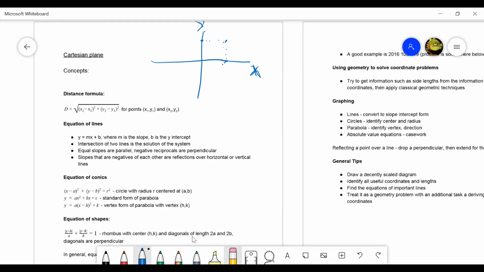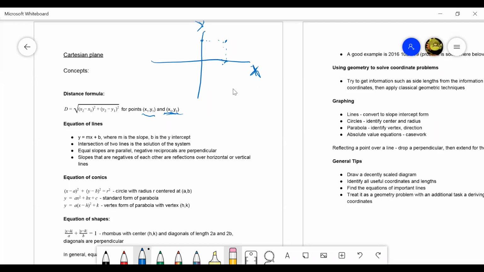After that, we define a point on this plane as an ordered pair (x, y), where the first one represents the x-coordinate, the value of x it corresponds to, and the same for the y-coordinate. The distance formula for any 2 points is the square root of (x2 minus x1) squared plus (y2 minus y1) squared. So it's really just like the Pythagorean theorem.